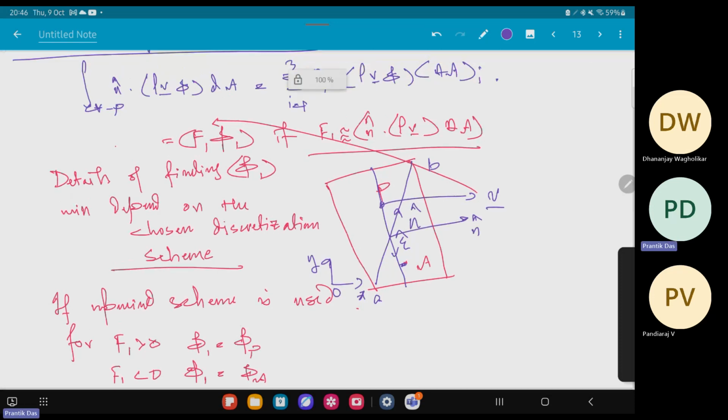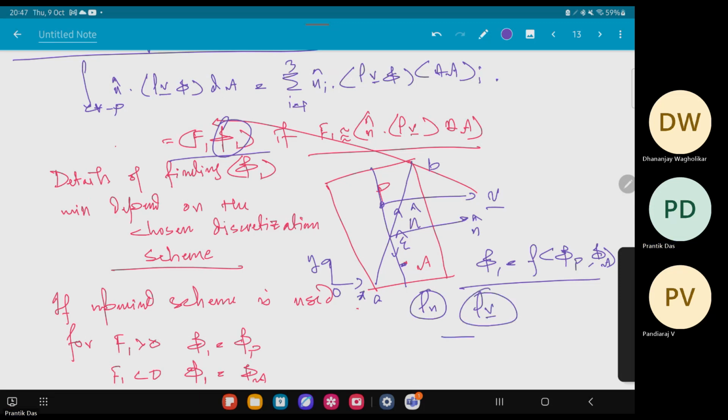So depending upon the discretization scheme, phi 1 is basically a function of phi P and phi A. And F1, we already know, is rho into u. If it's a constant velocity, it will be rho v bar. So that's how you find the discretization of the convective term. Therefore, I showed you how to discretize the convective term, the diffusion term, and also the temporal and the source term. After doing the convection term, it is pretty easy to find the spatial integration, and very easy to find the temporal integration, which I showed earlier in the class.